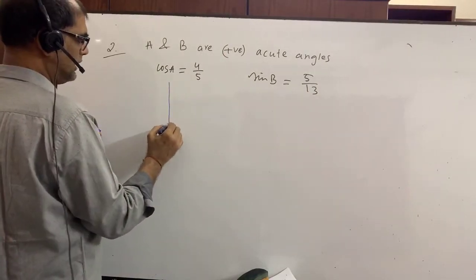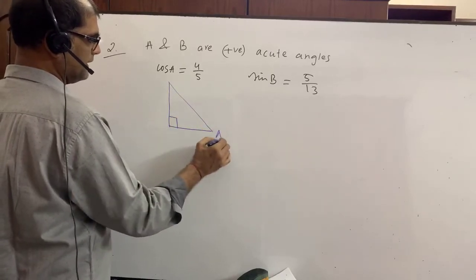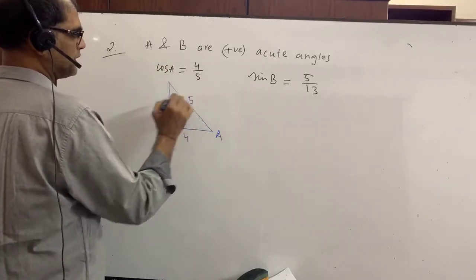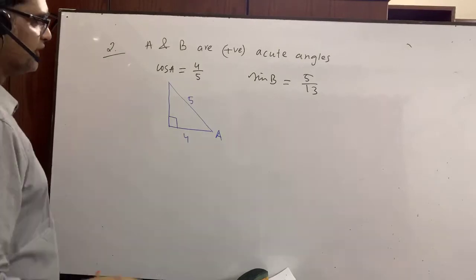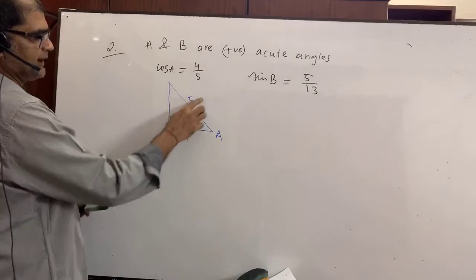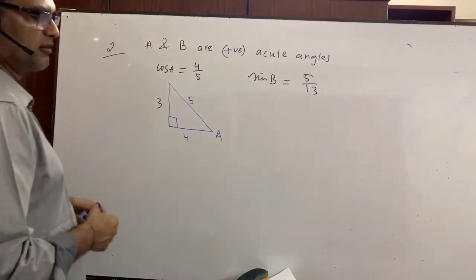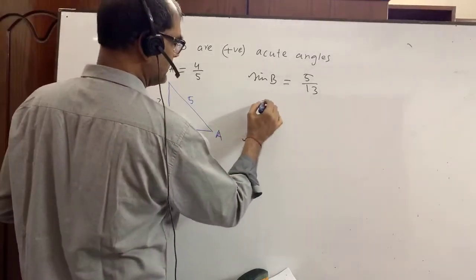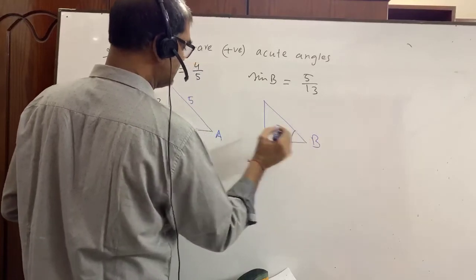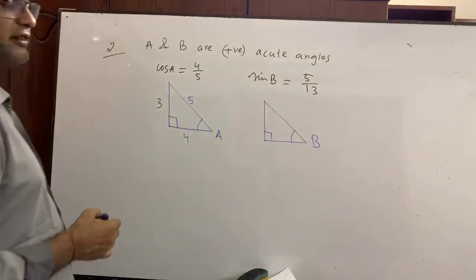You have to draw a figure like this, where there is a right angle and this is A. Cosine A means base by hypotenuse. So by Pythagoras theorem, it is very easy to get the other side as 3. It is 4 by 5, base by hypotenuse. So it is really very easy to find the rest of the sides. In this way, here it is sine B. This angle is B, this angle is A, and it is a right angle triangle.